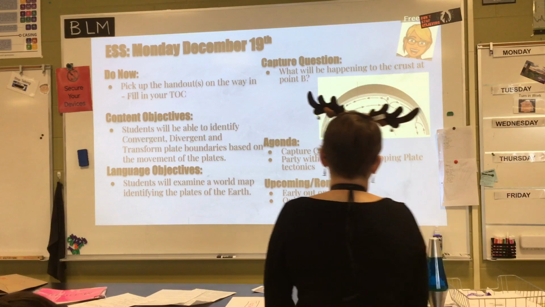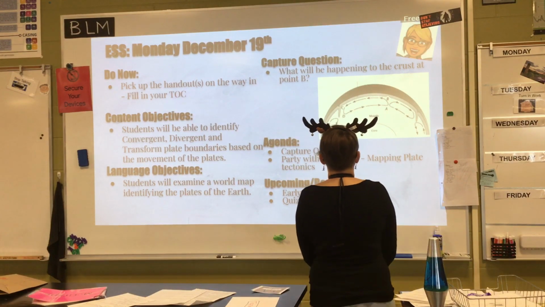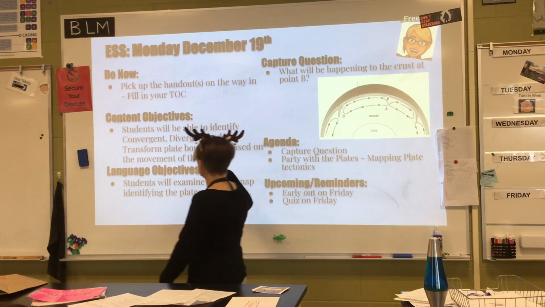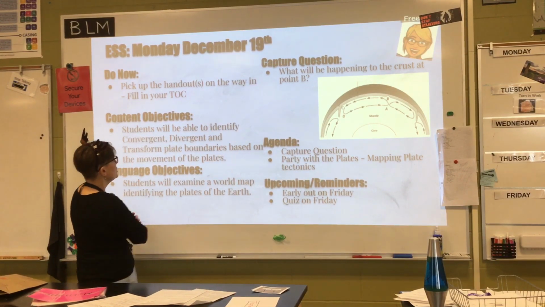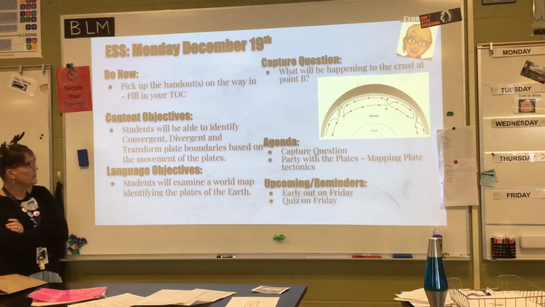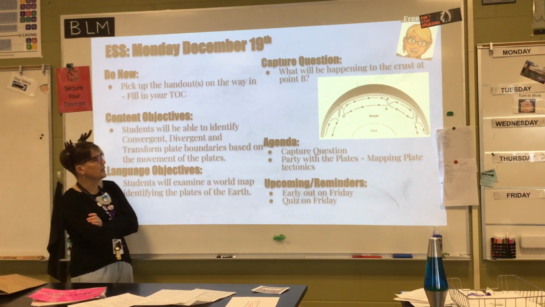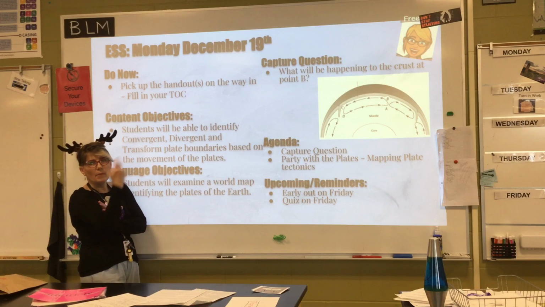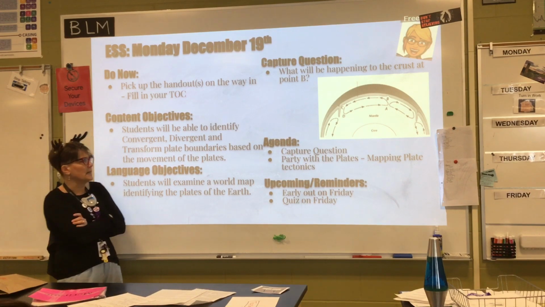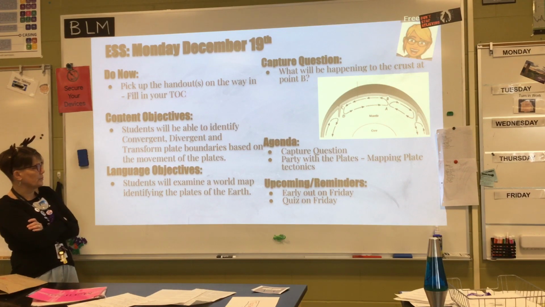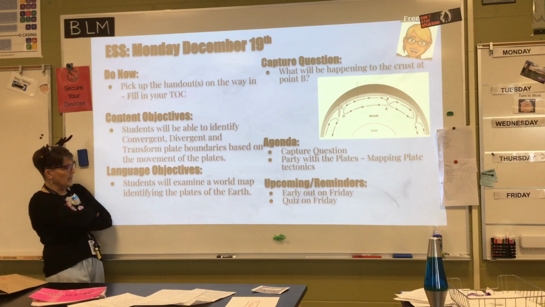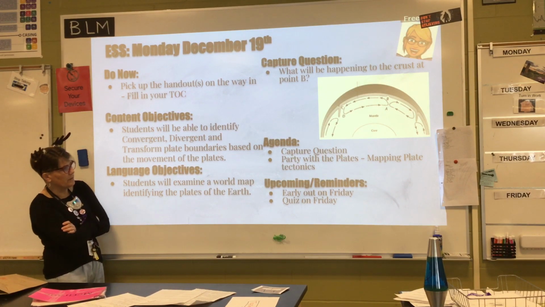is what will be happening to the crust at point B, which is right here. Today, students are going to be able to identify convergent, divergent, and transform plate boundaries based on the movement of the plate. So again, we're moving away from this idea of continental drift more into the modern idea of plate tectonics, and we're going to be learning about those different plates today. How are you going to do that? Students will be examining a world map and identifying the plates of the Earth.